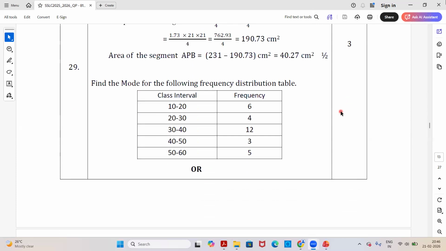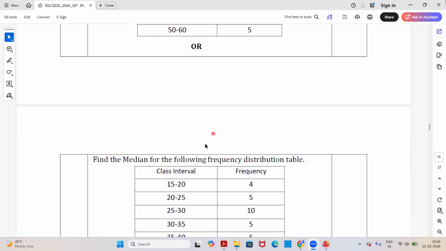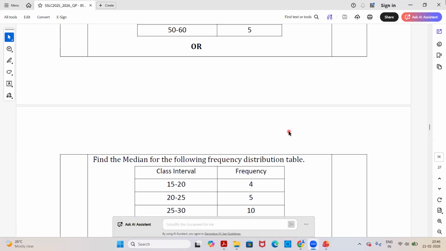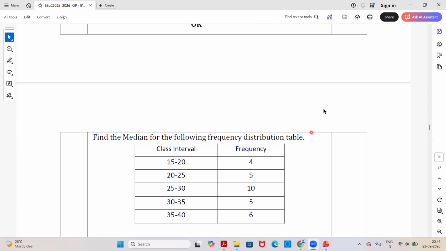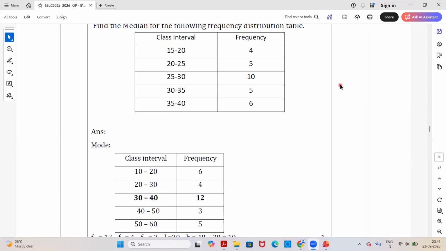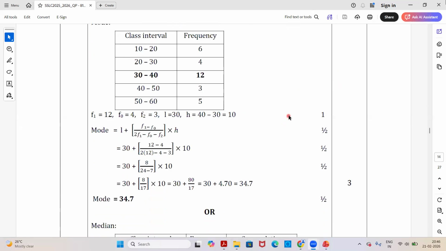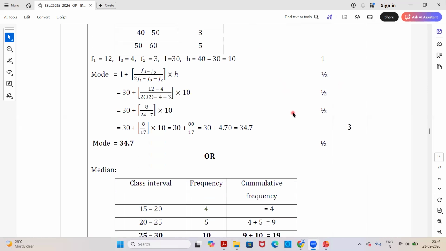Then question 29. Find the mode and the median. There are 2 questions, and this is an important topic because you will get either mode or median in the optional and compulsory question you will have in the paper. So first you have the answer for the mode question and then for the median.